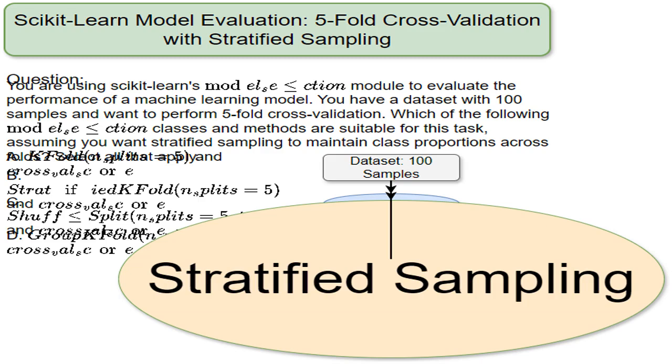Stratified sampling is crucial here. It ensures that the proportion of each class remains roughly the same in each fold. This is particularly important for preventing bias in performance estimates, especially when dealing with datasets that have an uneven distribution of classes. It helps provide a more representative evaluation of the model.